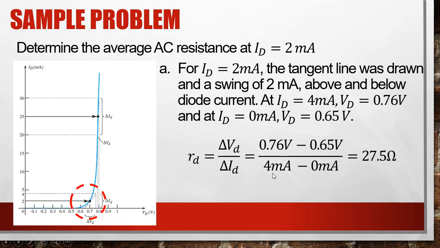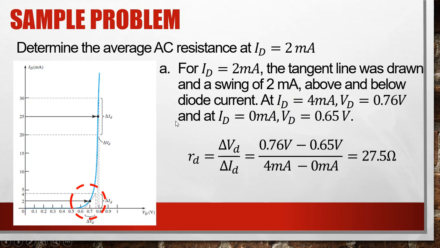And next is determine the average AC resistance at diode current is equal to 2 milliampere. For diode current is equal to 2 milliampere, the tangent line was drawn. So, mapapansin nyo itong tangent line na ito. And a swing of 2 milliampere. Okay. Above and below the diode current. So, 2 milliampere below the diode current and 2 milliampere above the diode current, which is 0 and 4. So, pwede tayong mag-assume ng any value of swing.